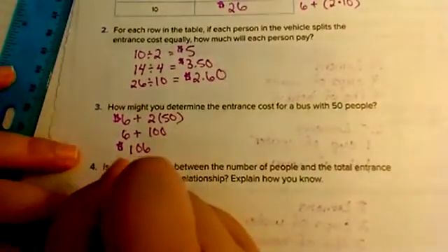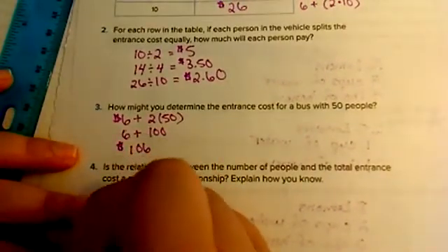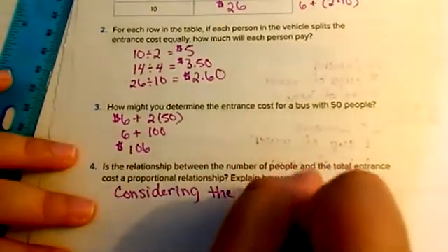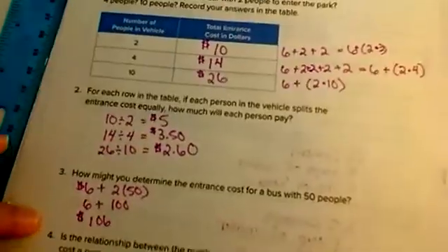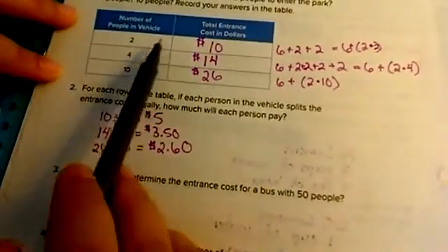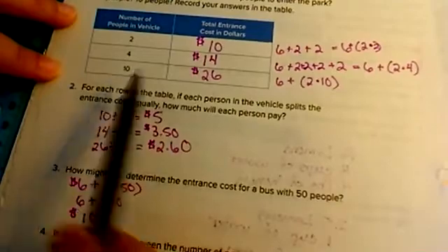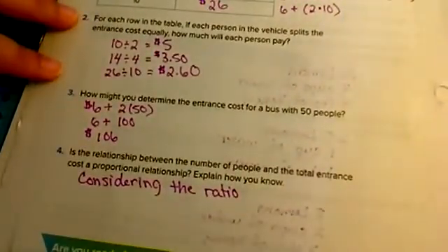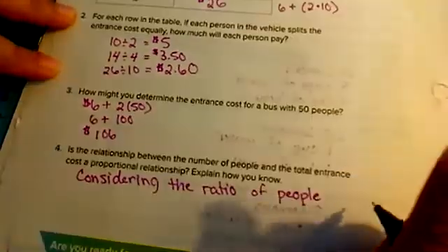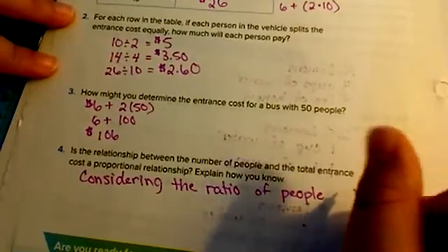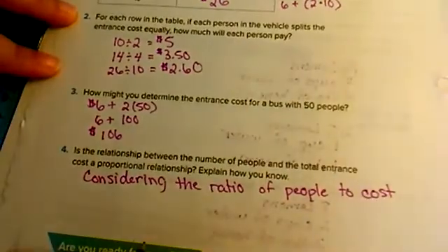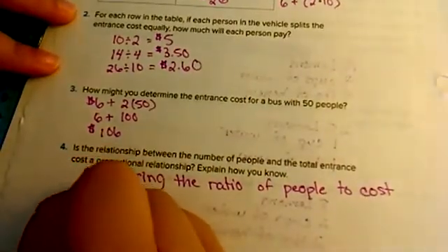So let's say, considering the ratio, now if you remember, our ratio in this case would be 2 to 10, 4 to 16, 10 to 26, of people to cost. These are not equivalent ratios.